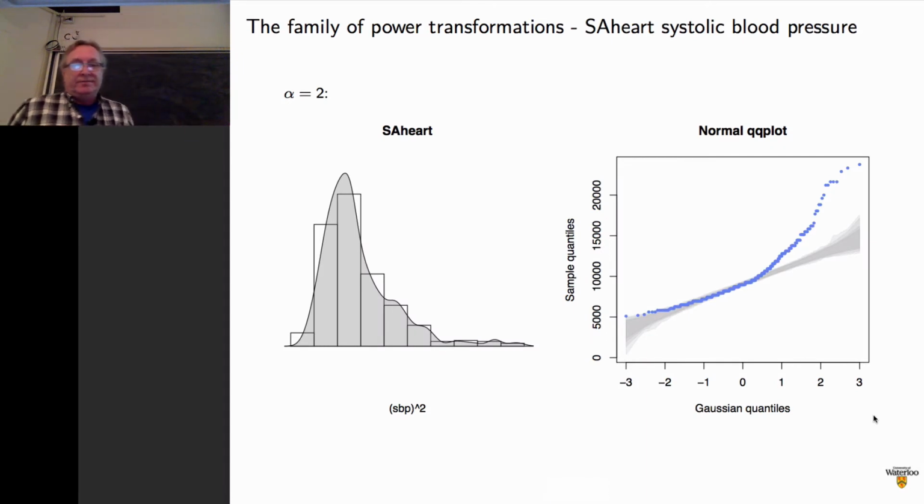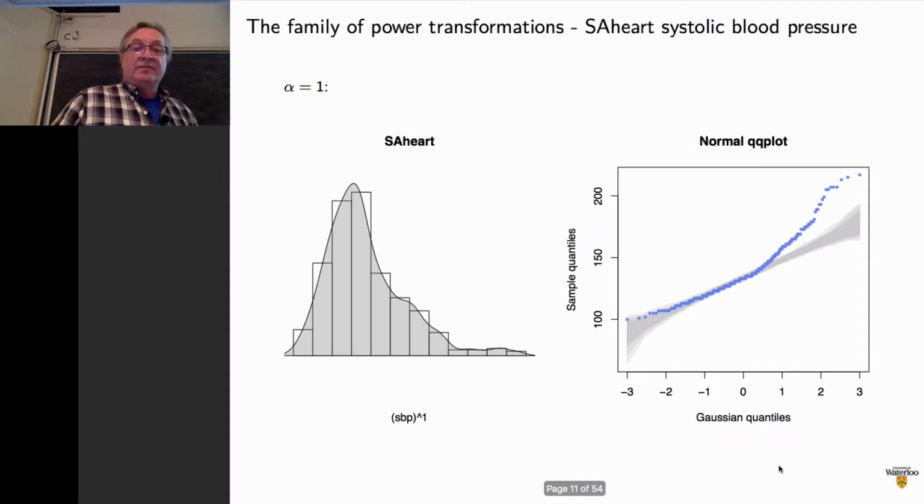Alpha equals 2. So when alpha equals 2, the histogram and density of the square of the systolic blood pressure still looks very, very skewed. And you see that it's appearing in the normal QQ plot. So if anything, this tail is really far out there by the size of these quantiles. Very skewed distribution, short left tail, long right tail.